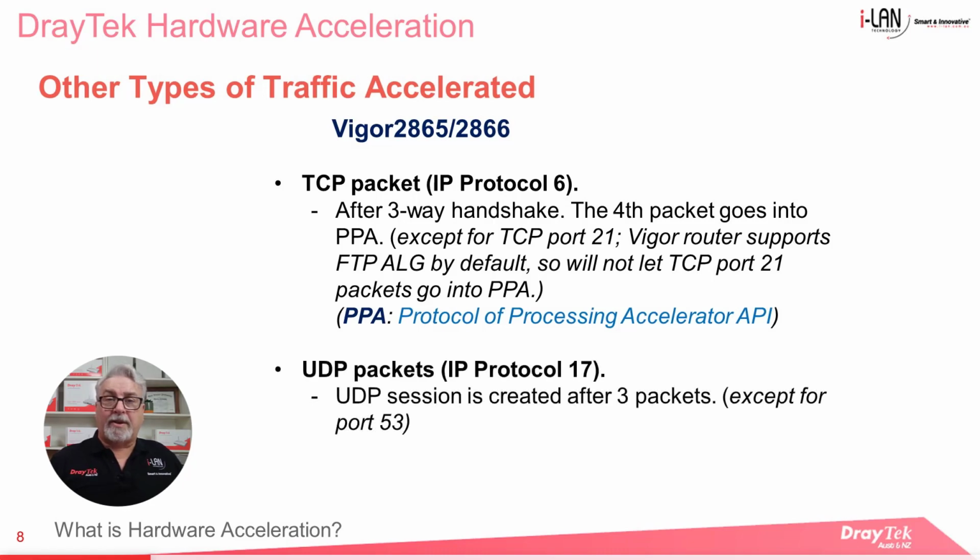Also, UDP packets are accelerated. Here the UDP session is created after 3 packets except for port 53. VIGA routers support DNS-related functions, for example, acting as a DNS server for LAN clients, DNS forwarding, DNS filter service, and so on. We don't let DNS packets go into the PPA so that the DNS packets can be checked by the router and the DNS-related functions can work correctly.